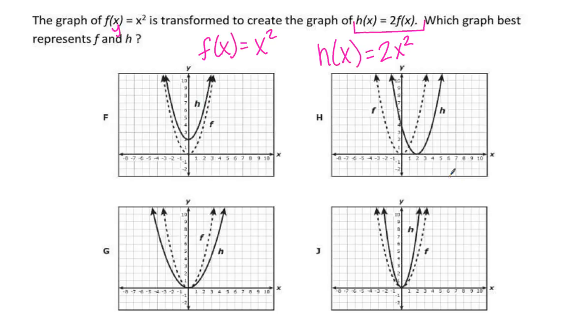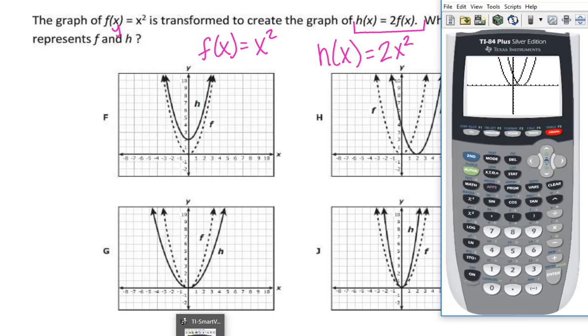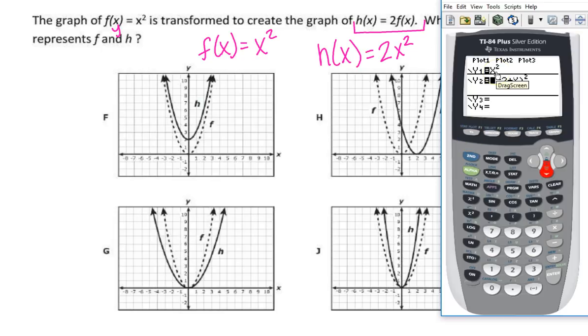Okay? So I'm going to graph these and see what happens here. So get your calculator. You do it with me. Y equals, we have x squared. F of x is x squared. Clear that out. And then 2 times x squared for our next one. So here's our f graph. That's the first one. And here's our h graph. Okay. So we're going to look at our answer choices here.